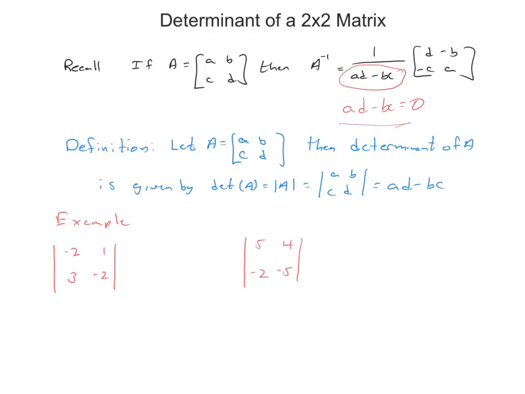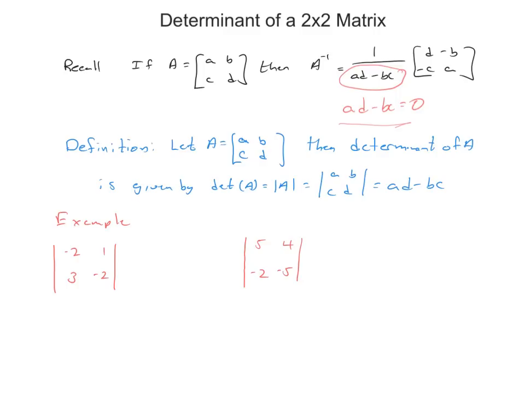So by our definition here, we're going to let A be the matrix a, b, c, d. Then the determinant of A is given by this notation here, det of A, or written like that, where the brackets are replaced with what looks like an absolute value sign, and that is going to be ad minus bc.